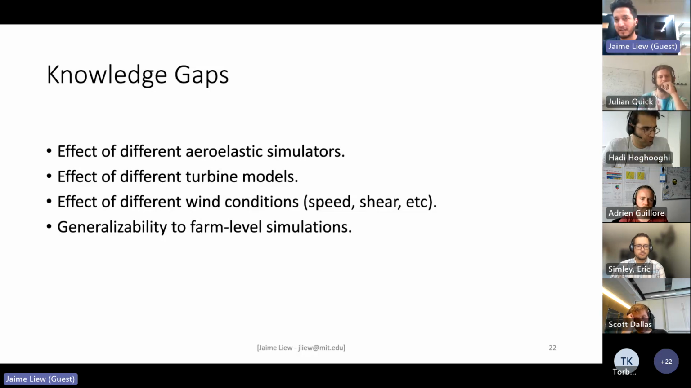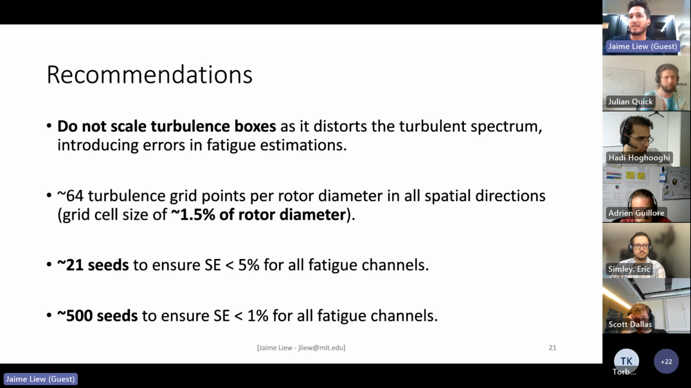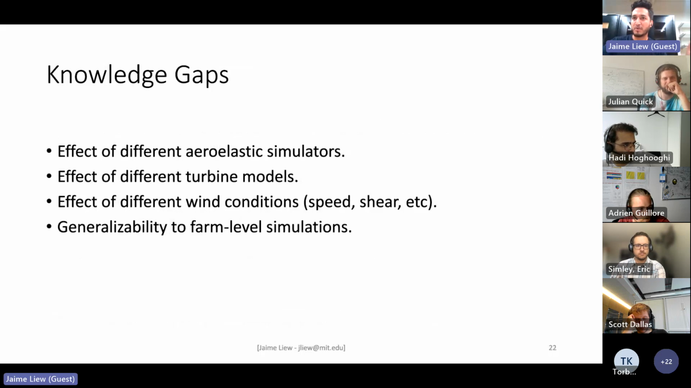I used only the GTU 10 megawatt. It's not clear if this generalizes for larger or smaller rotors, like this recommendation of 1.5% of the rotor diameter. It's useful to wrap your head around it, but I don't know if it actually generalizes to other rotors. I only used 10 meters per second wind speeds, and of course it may change with different wind conditions. And this is only a single turbine simulation.